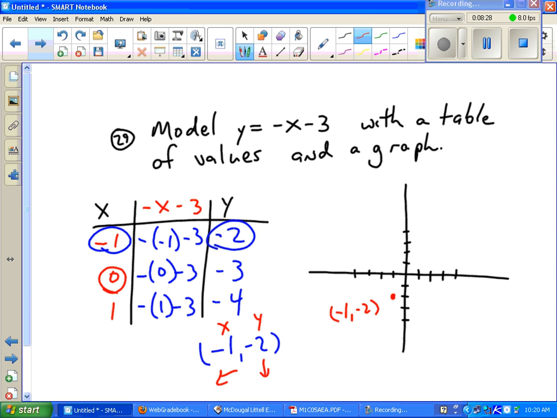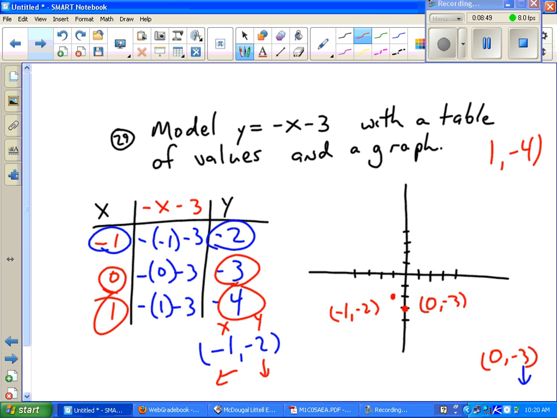Your second point is 0, -3. That tells you don't go left or right at all, but go down 3 times. So again, from the origin, don't go left or right at all, but go down 3 times. So that one's 0, -3. And then your third point, 1, -4, tells you to go to the right 1 time and down 4 times. So from the origin, again, right once and down 4 times, 1, -4. Once you have your 3 points, draw yourself, as best you can, a straight line through all of them. And that'll be your graph.